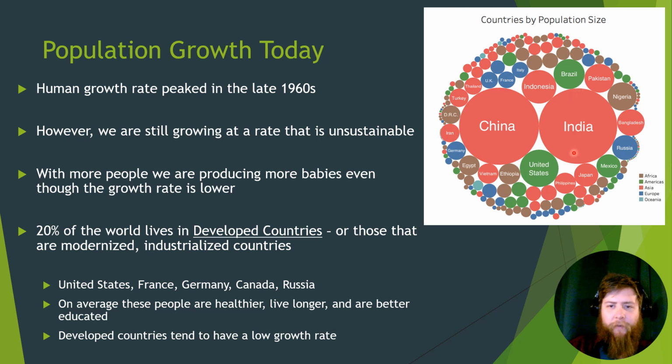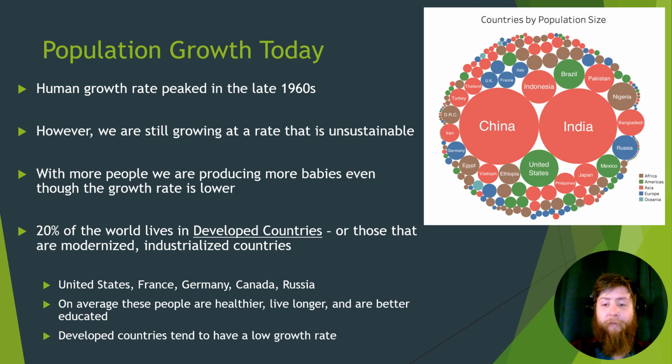This image shows where the population is. Most of the population is in China and India. All these red ones are Asian countries. The green ones are North American and South American countries. The blue ones are European countries. And then the brown ones are African countries.